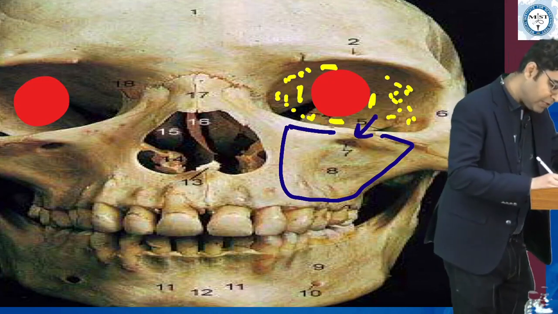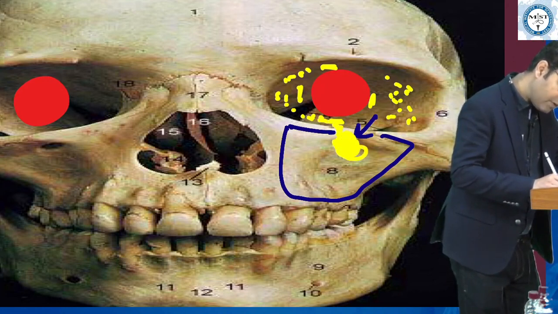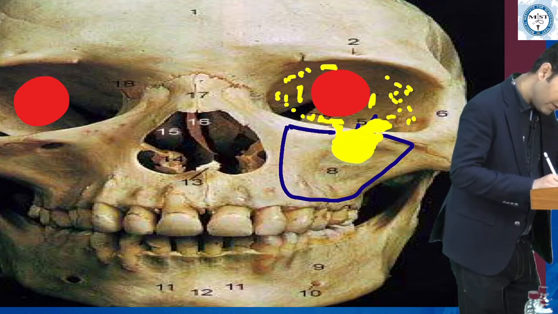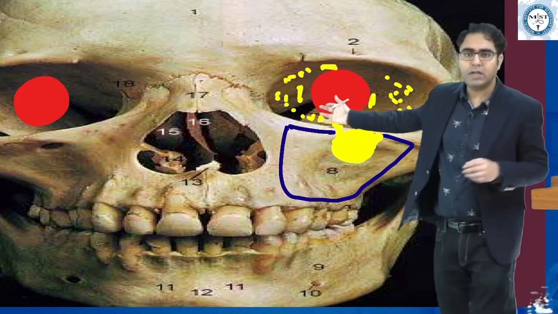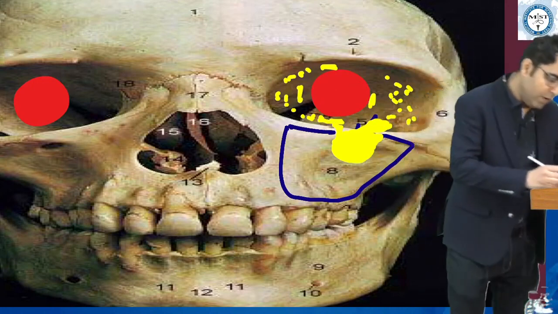From this fractured floor of the orbit, what happens is the orbital contents start prolapsing into the maxillary sinus, beta, like this. The orbital contents start prolapsing into the blue-colored area, which is what? The maxillary sinus. Everybody look at this area, beta.